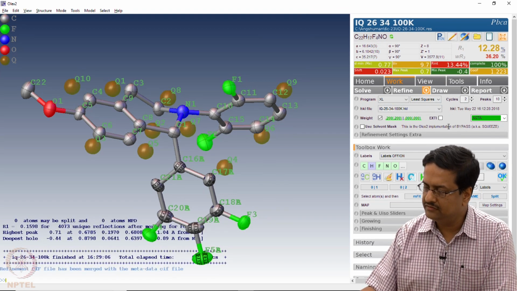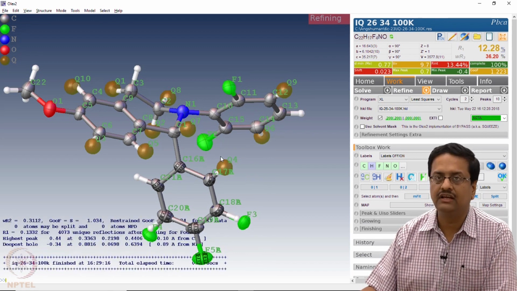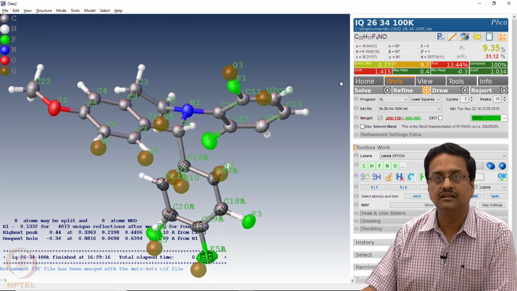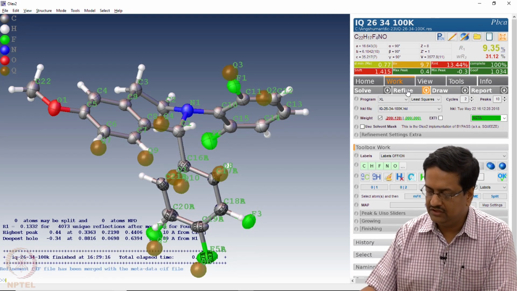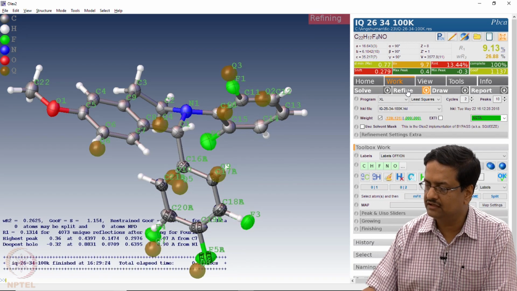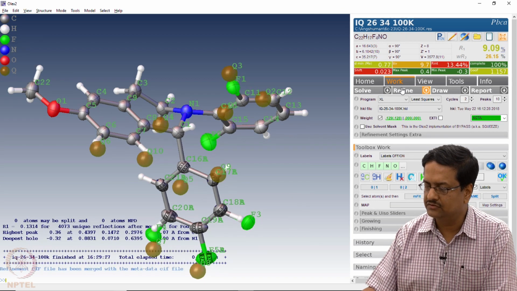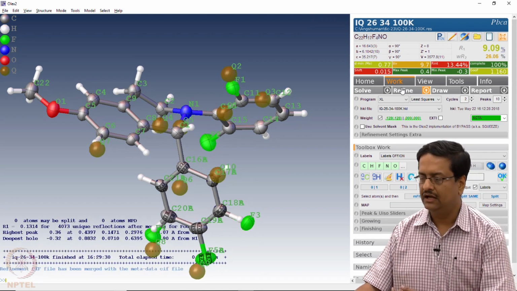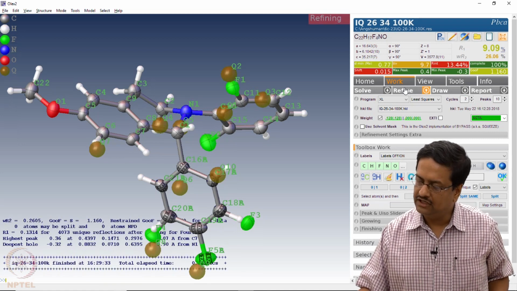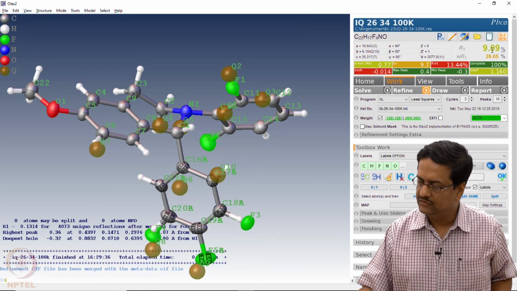If it is not coming, don't worry, we just add hydrogens because that is not done here. So until and unless we add hydrogens, the structure is not complete. So now when we have added hydrogens and we try to refine it a few more cycles, you can see that the shift is coming close to 0 and the R factor has come down to about 9%, which is showing here.